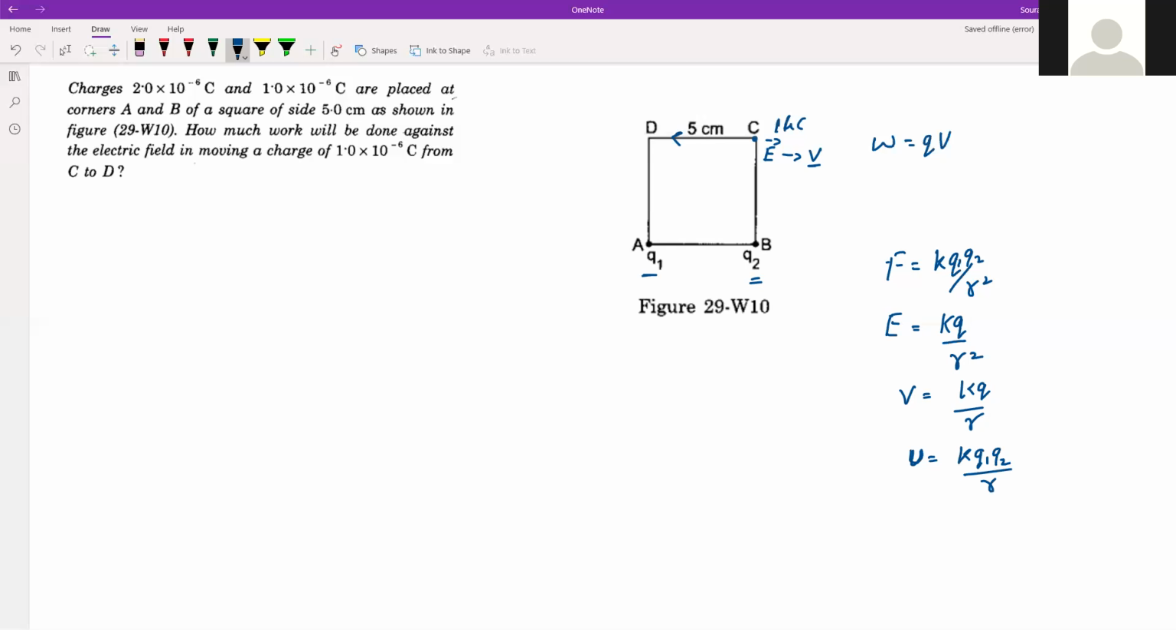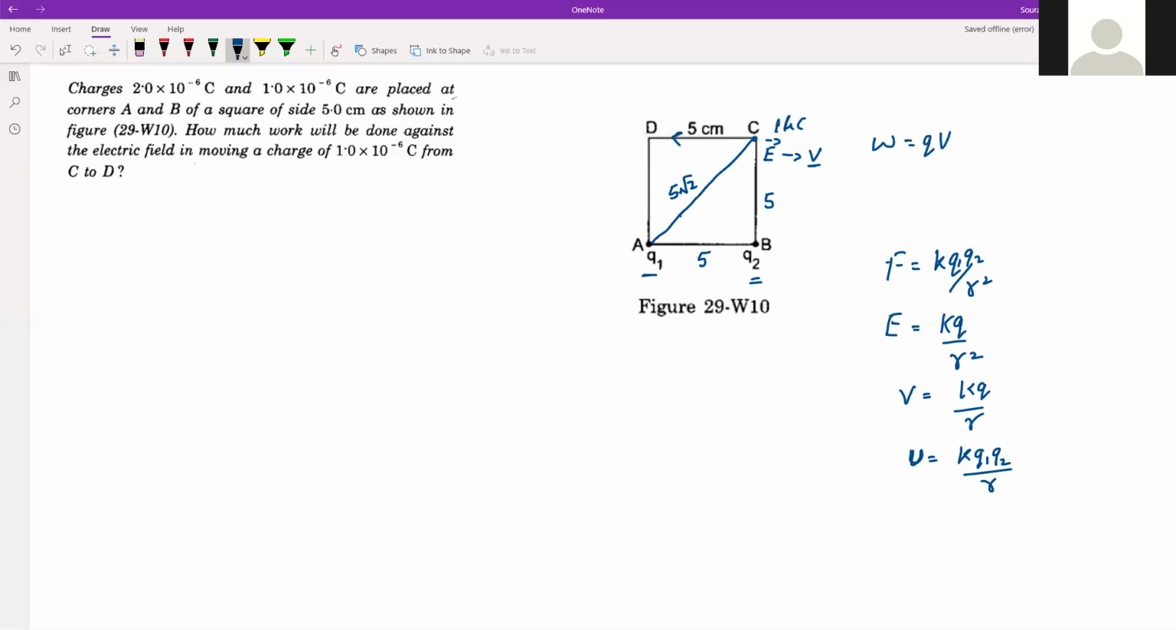Okay, so here what do we have? This is 5, this is 5. So obviously this side will be 5 root 2 by Pythagoras theorem. So now we have to find the potential at C.